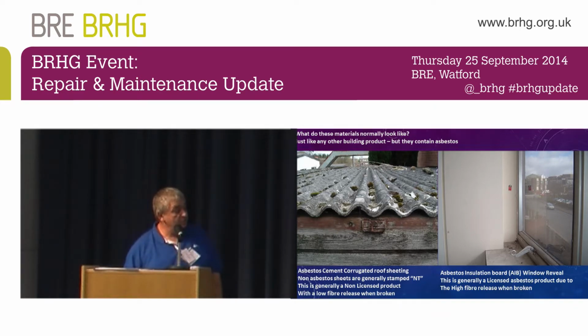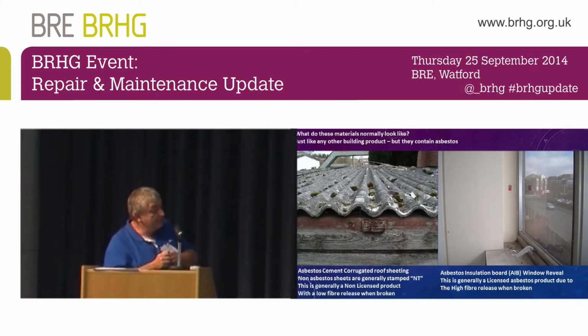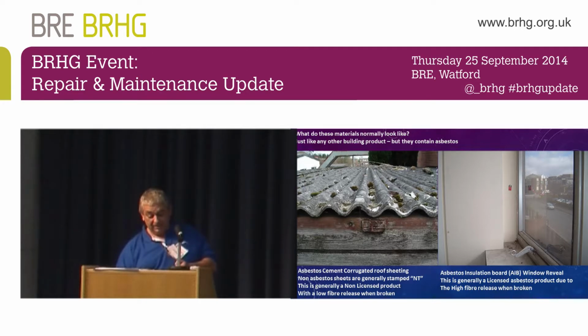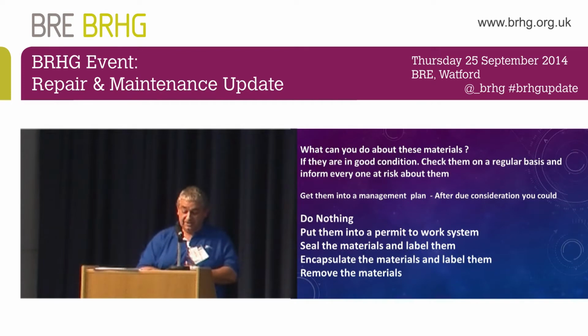Asbestos cement is brown asbestos normally, sometimes blue asbestos in corrugated sheet, but it still remains a non-licensed product because when you break it, the fibre release is quite low because it's very dense. Asbestos insulation board tends to be not such a dense board. It's normally with amosite brown asbestos in, which is a particularly straight fibre, and the fibre release is massive when you break it. But it has been used everywhere, AIB, and it's the one that the electricians normally drill through quite a lot. So what can you do about these materials?